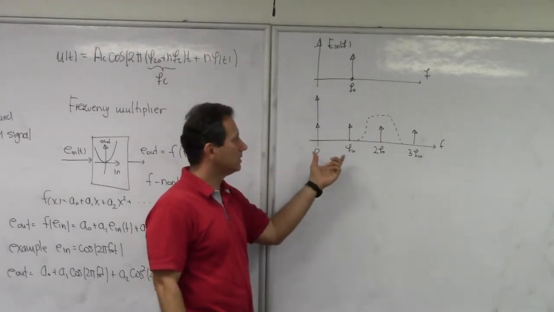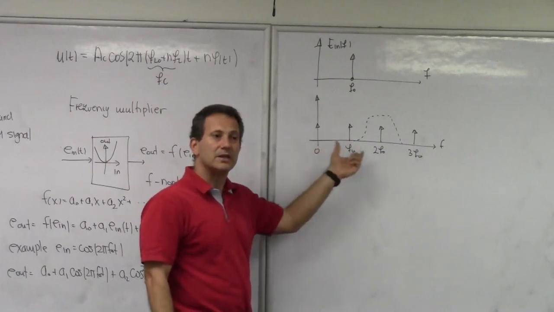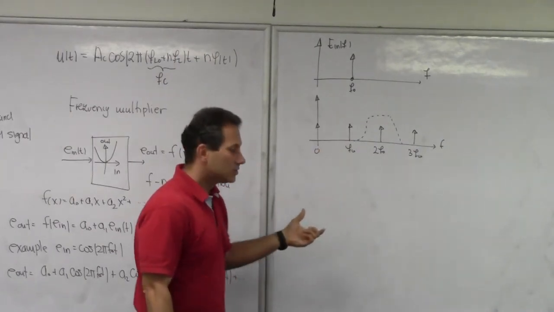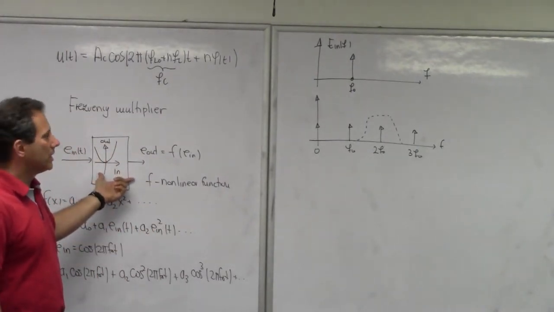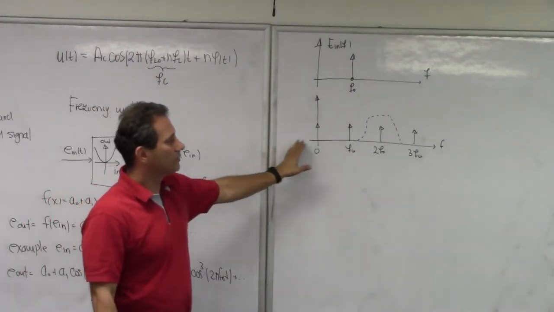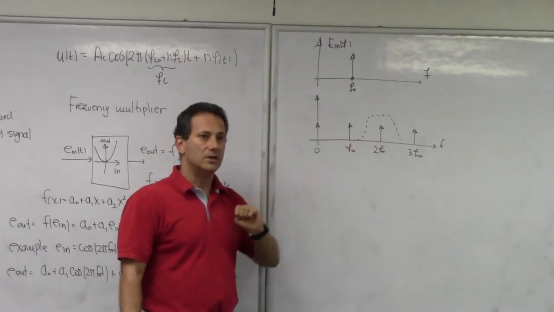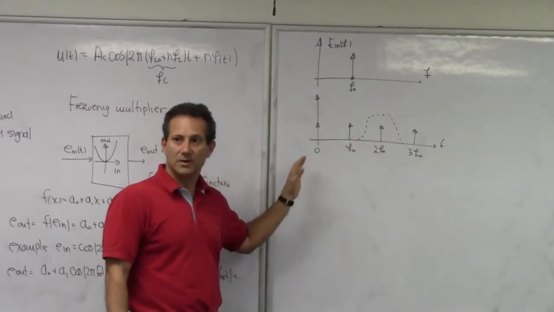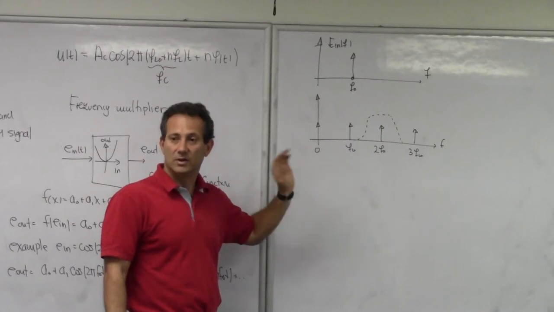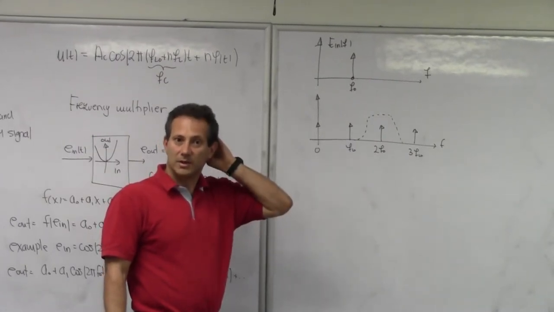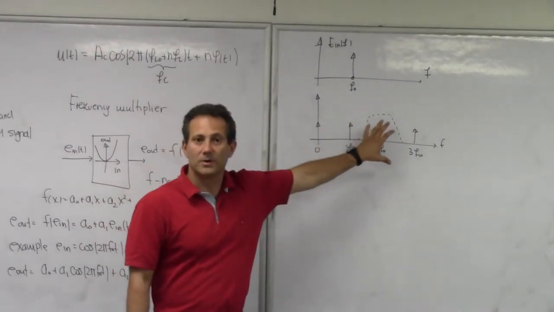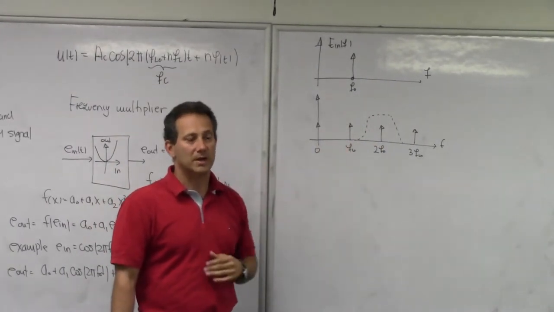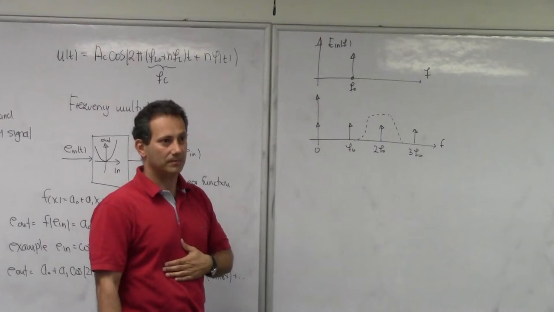The thing that I'm shooting for here is the translation in the frequency domain. By running your signal through a nonlinearity, what you're actually doing is generating all of these components around the integer multiples of the fundamental frequency of your signal. This is how you get frequency multiplication. It's some nonlinearity followed by appropriate filtering to pick up the multiple of frequency that you care about.